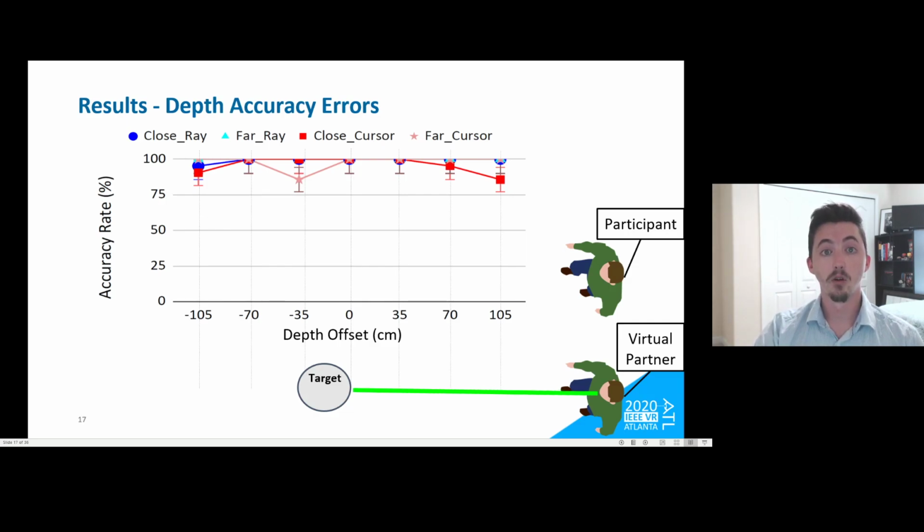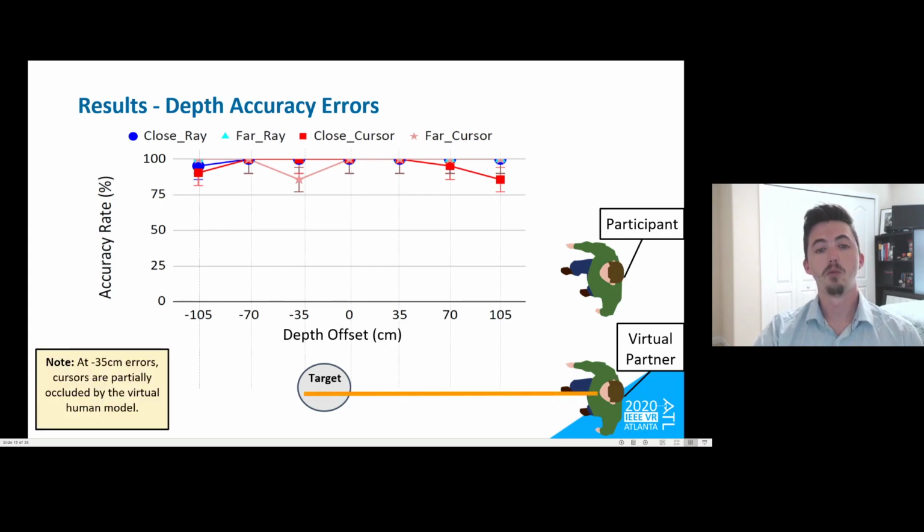Same thing at 0 centimeters of offset. However, once we reach minus 35, certain visualizations are occluded by the target person. So for instance, the 3D cursor is hard to see when it's directly behind that person's back. So we see a spike in our accuracy rate for those particular visualizations at this offset.